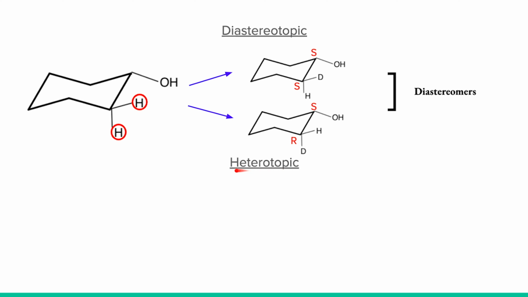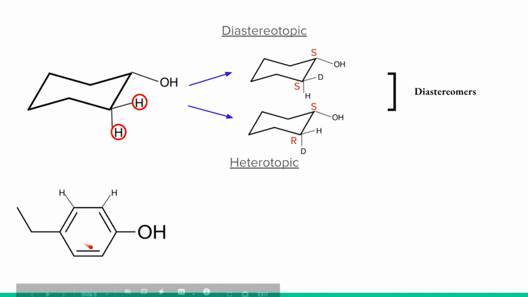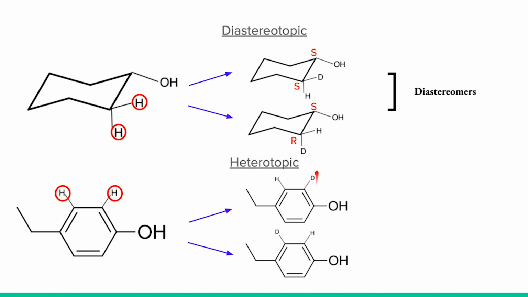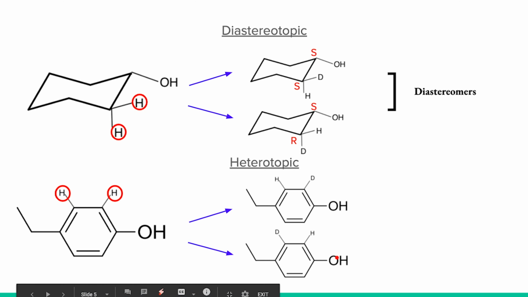Now, for the sake of completeness, I included heterotopic here. Let's use 4-ethylphenol as our example. This is the reactant for the Williamson ether synthesis. Let's examine both of these hydrogens. Let's do the deuterium test. We placed a deuterium here and a deuterium on this molecule. If we compare these two molecules, notice that these are structurally different. So these are completely different molecules. Therefore, the two hydrogens we examined are heterotopic.